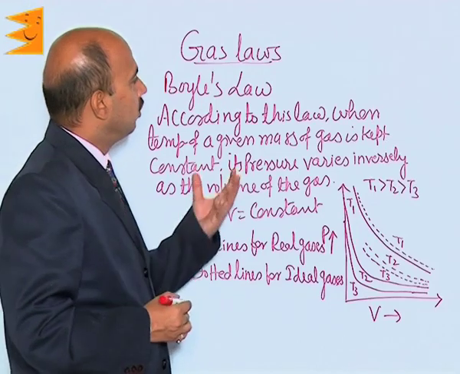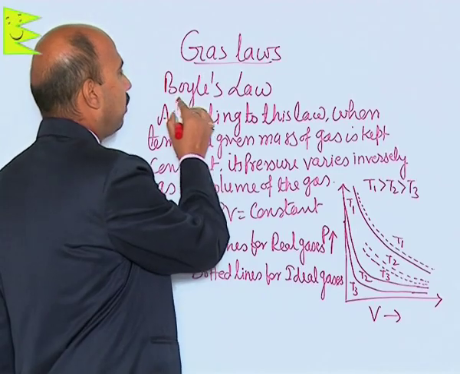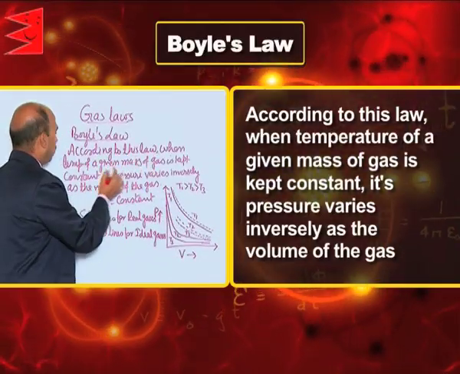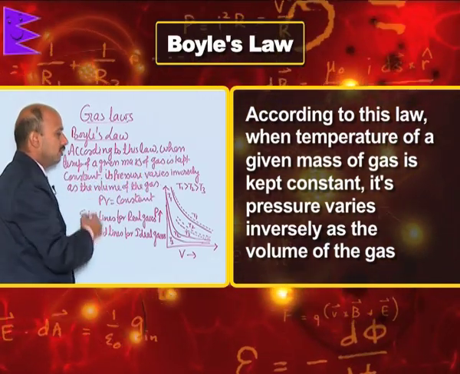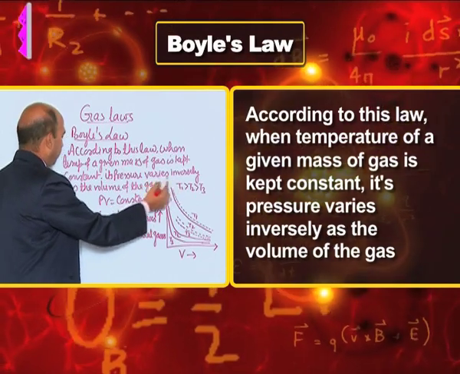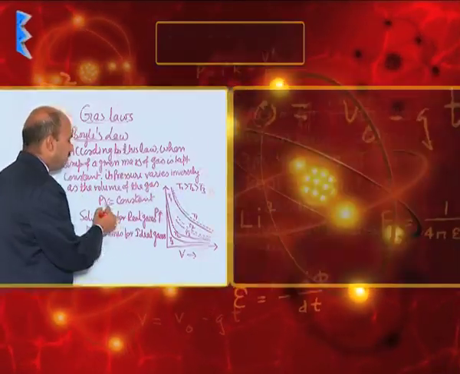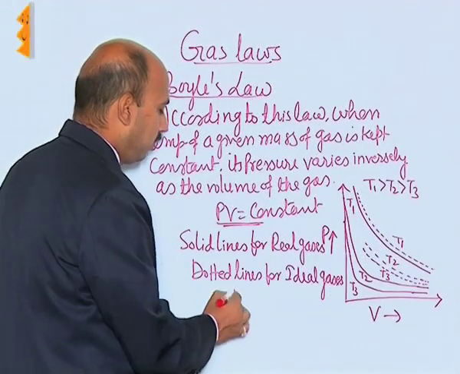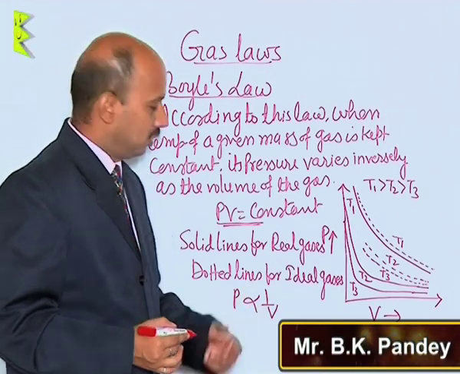Now see gas laws. Let us discuss gas laws one by one. First one is Boyle's law. According to this law, when the temperature of a given mass of gas is kept constant, its pressure varies inversely as the volume of the gas. That means PV is equal to constant. So P is inversely proportional to V if temperature remains constant.